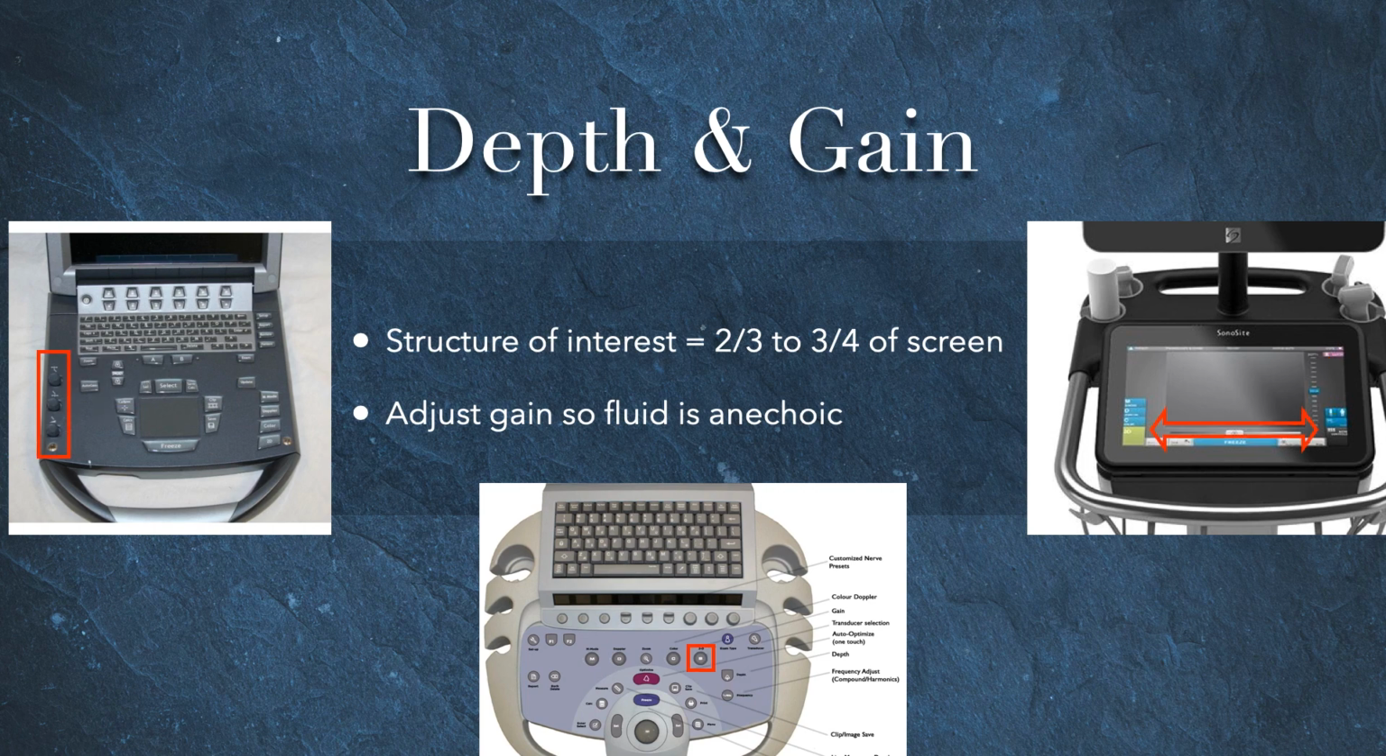The other thing that you're going to want to do is to adjust the gain. Now, modifying the gain can be done in each of these highlighted areas. And you want to adjust the gain so that anything that is liquid on your screen will actually be anechoic or black.